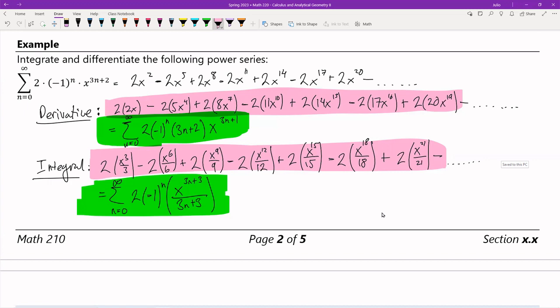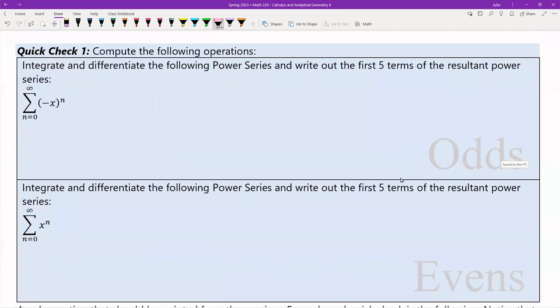Okay. So what comes up next now is quick checks. I've given you guys these power series before. I want you to integrate and differentiate the following power series and write out the first five terms. Just this one time, I'm going to make you write out the first five terms. You will never have to write out more than five terms ever again. I'm just making you do them this one time. After that, I'm not going to bother.